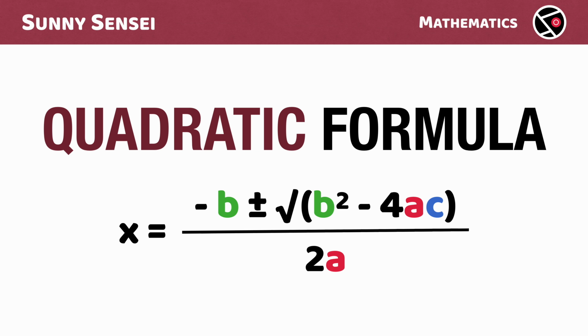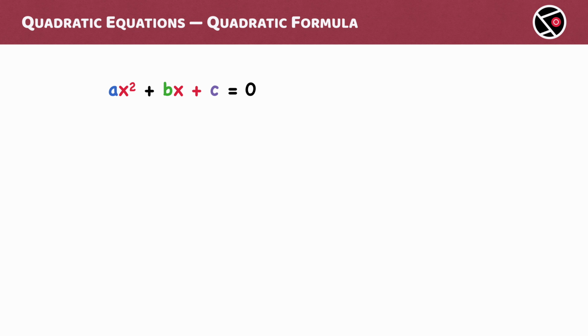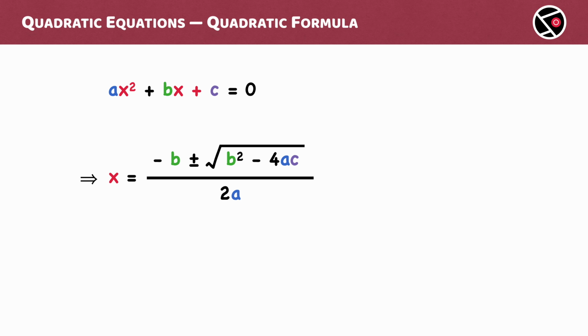In this lesson, we will learn the quadratic formula, a method that can be used to solve any quadratic equation. For a quadratic equation, ax squared plus bx plus c equals 0, the solution is x equals minus b plus minus square root b squared minus 4ac over 2a. This is the quadratic formula.